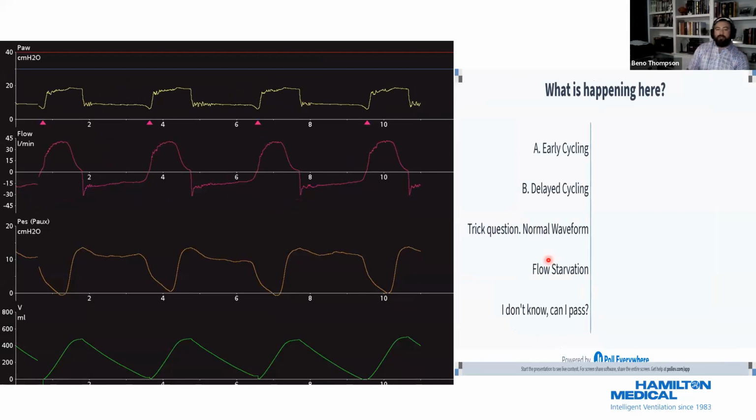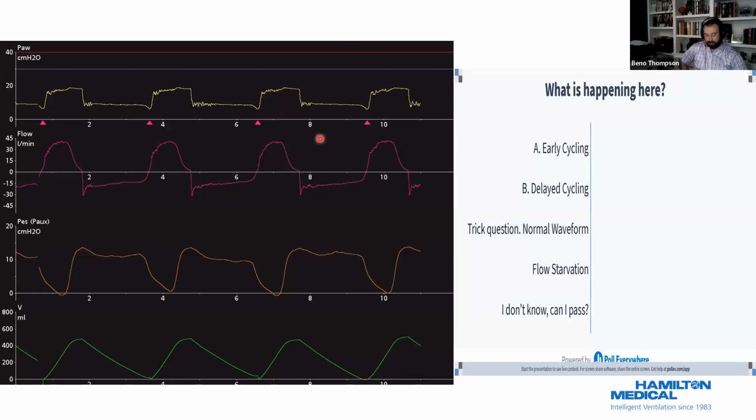All right, so we've got trick question, normal waveform, delayed cycle. And I don't know, can I pass? Delayed cycle's winning out though. All right. Okay, so you were right. This is delayed cycle. And you can tell by this plateau at the end of inspiration. This patient's just ready to exhale. They're all done their effort. That's why you get this plateauing of the pressure.